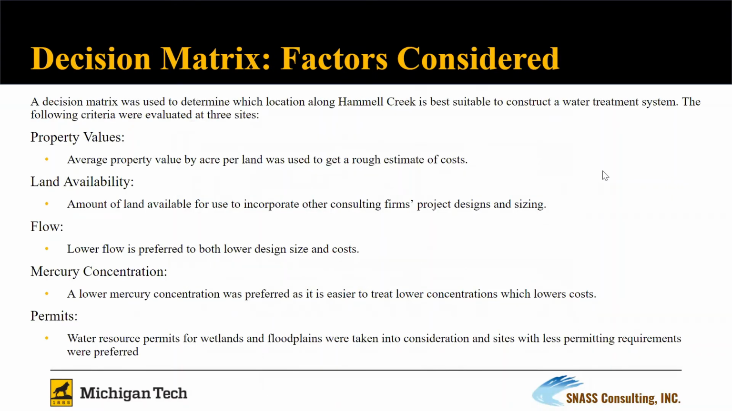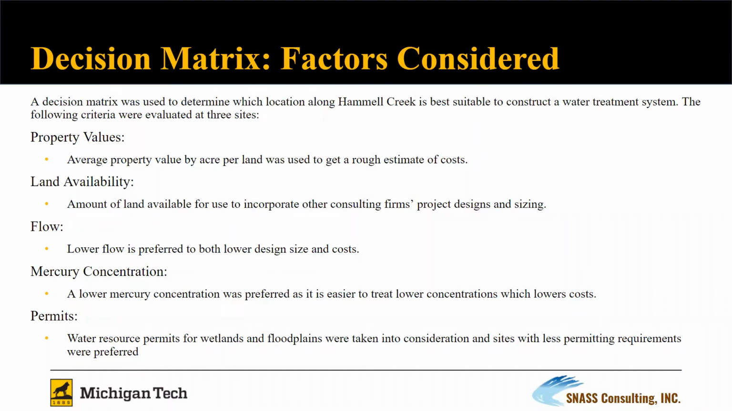So for our design element, we created a decision matrix to determine which location along Camel Creek would be best suited for construction of a water treatment facility. We looked at a variety of factors at 3 sites, and these factors included property values and land availability. For these 2 things, we took into account the other consulting firm's sizing to make sure that those would fit into the land that was available.